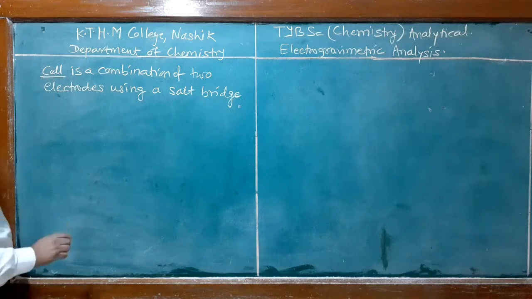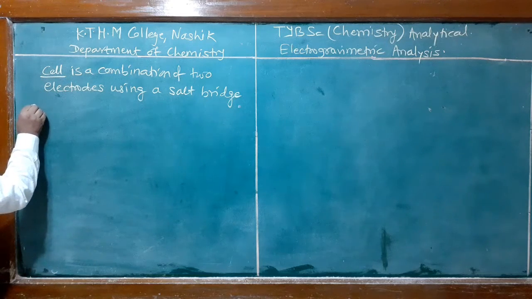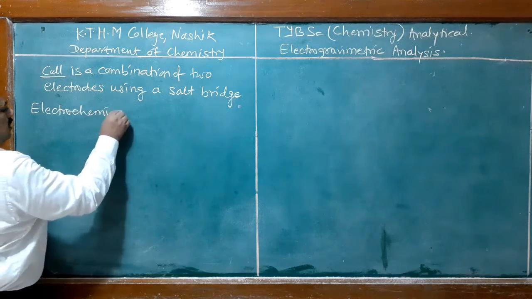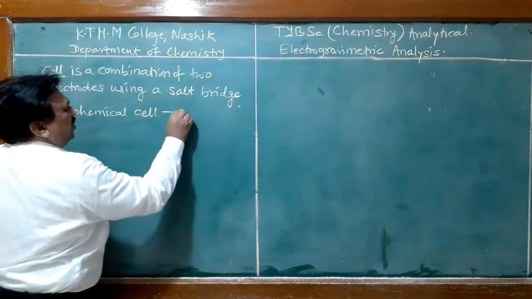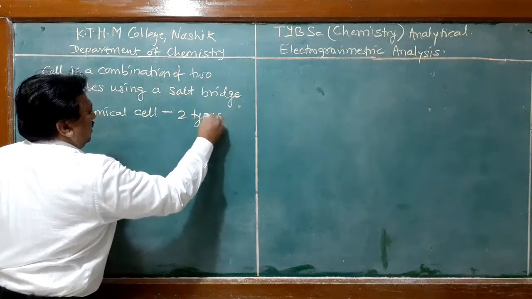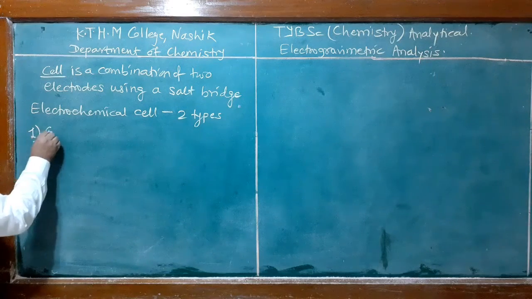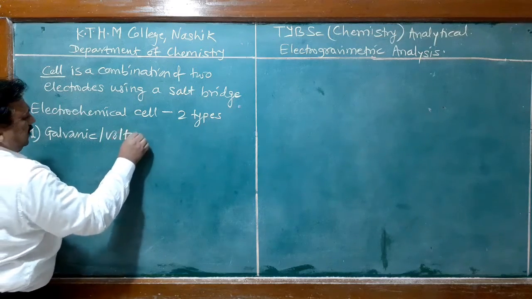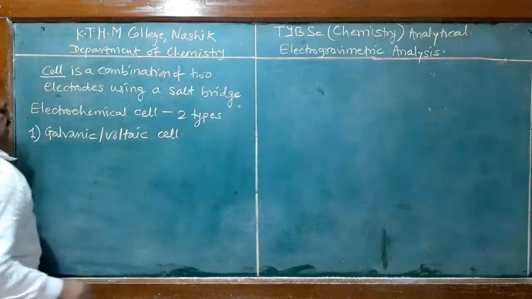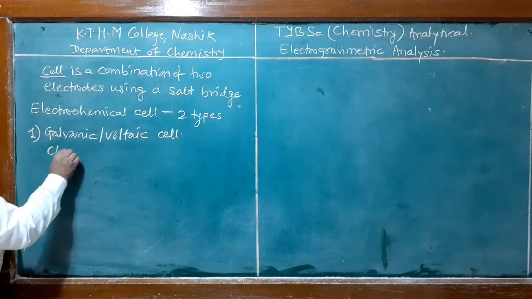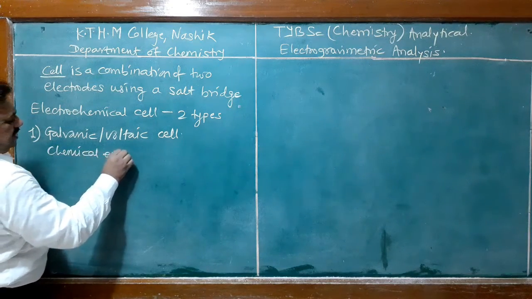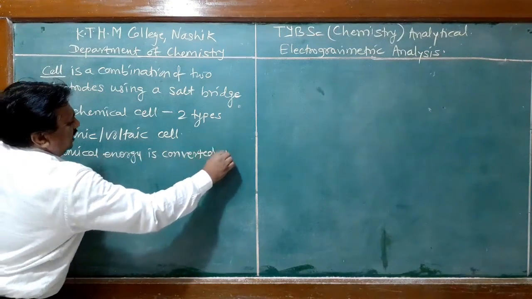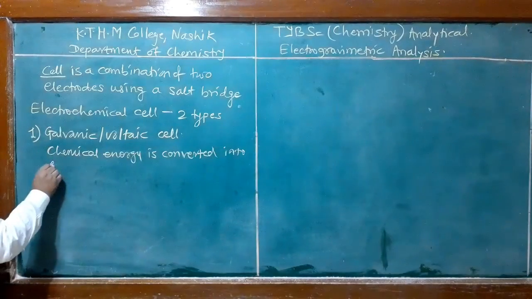Cells in electrochemistry are classified into two types. The first type is called a galvanic cell or a voltaic cell. In this type of cell, chemical energy is converted into electrical energy.